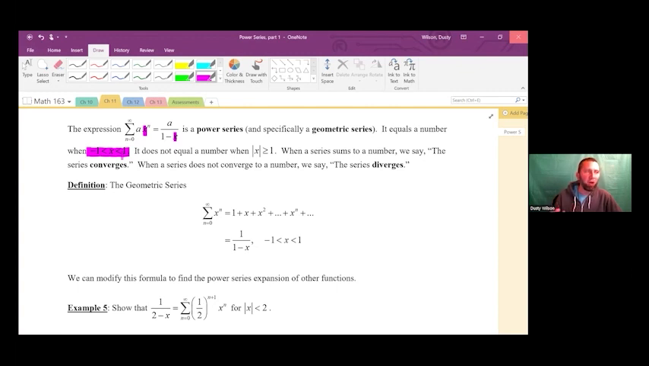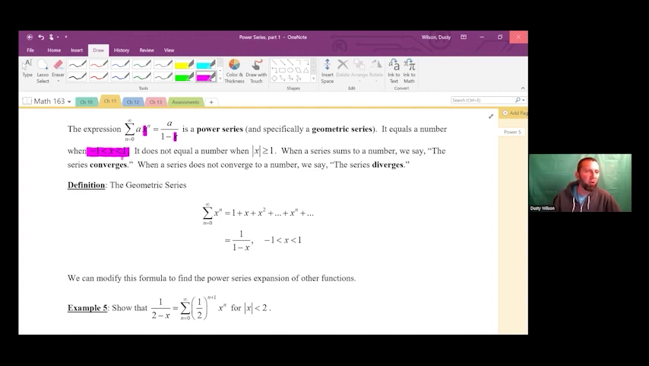Well, for example, if x equaled +1, this would be like saying, remember, 1 to the 1 is 1, 1 to the second power is 1, 1 to the third power is 1, 1 to the fourth power is 1. And so it would be saying a plus a plus a plus a plus a plus a. Of course, that's not going to equal a single number. So this power series or geometric series is not going to equal a single number when x is either bigger than or equal to 1 or less than or equal to -1. When a series sums to a number, we say, quote, the series converges, end quote. When a series does not converge to a number, we say, quote, the series diverges, end quote.